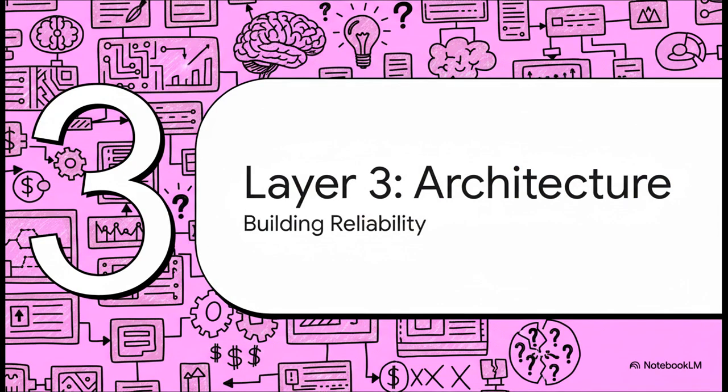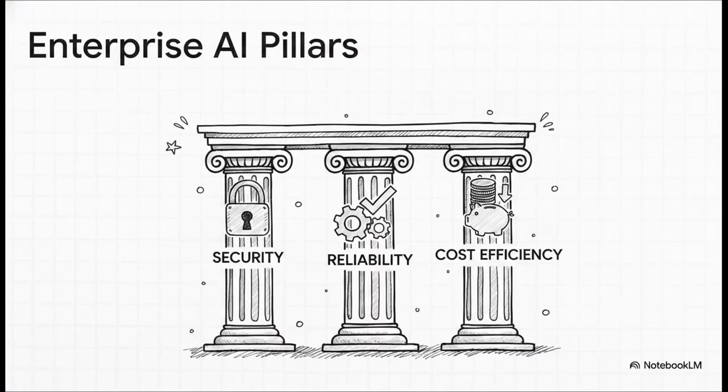Which brings us perfectly into layer 3, the architecture of reliability. For the advanced, strategic thinkers tuning in, we need to elevate the conversation here. Because even with perfect, highly sophisticated prompting, how do we architect systems that don't cost an absolute fortune or hallucinate when faced with really unpredictable user inputs?